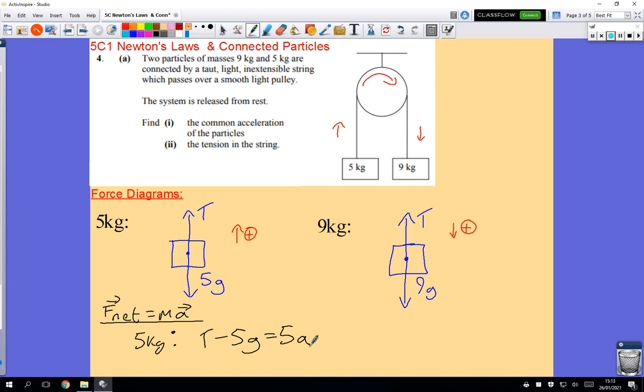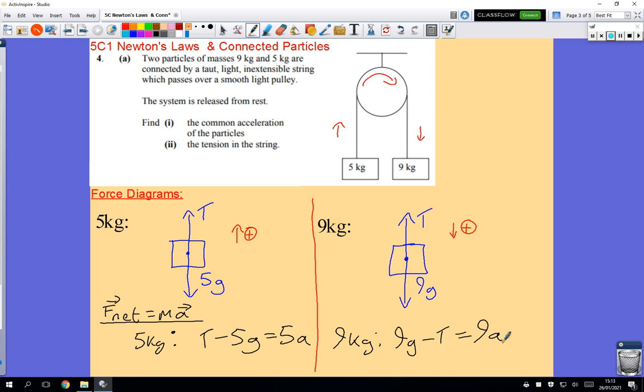My second equation comes from my second force diagram here, from my 9 kilogram mass. In this case, I've said downwards is the positive direction. So the down force here is 9g. The up force, which will be the negative force, is the T. So 9g minus T will be my net force. And then we have mass 9 times the acceleration.